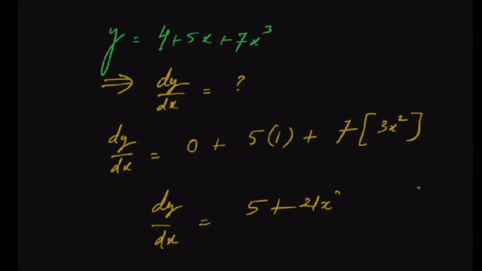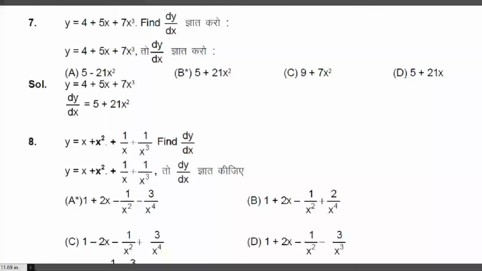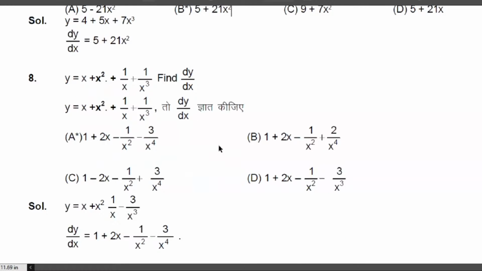Okay, fine. So 5 plus 21x squared. This is your answer. Okay. So let me go back to the PDF. Which option is 5 plus 21x squared? It is option B. 5 plus 21x squared. So our answer is correct. Right? So let me go to the next question.